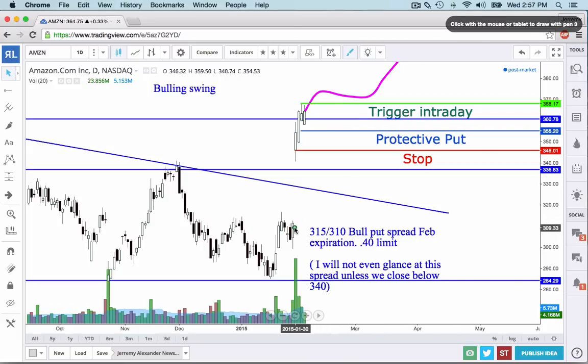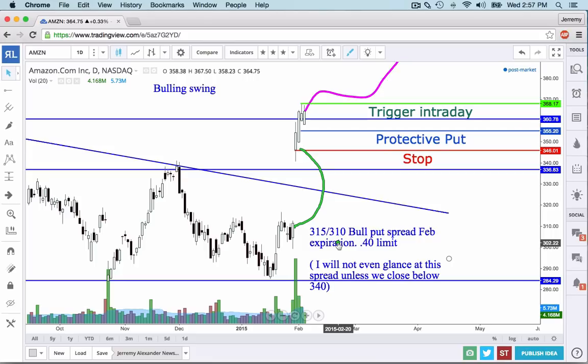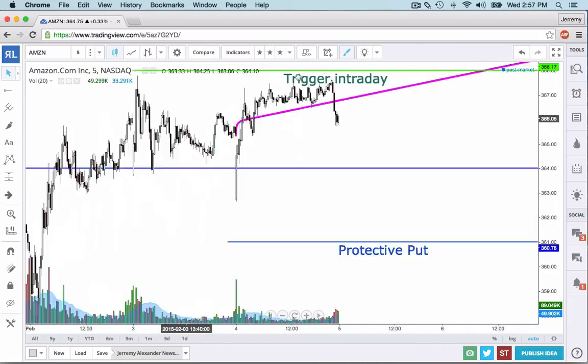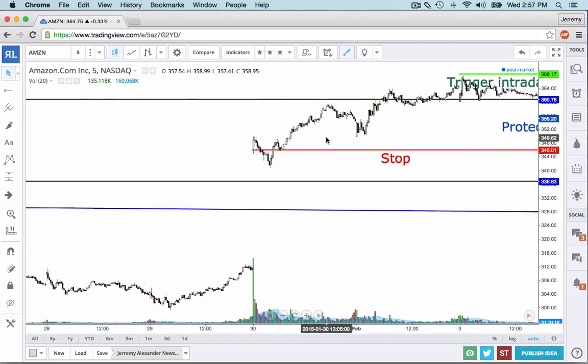This gap right here, boom, boom. What type of gap was that? That was a retest gap, okay? Let's go back to the 5-minute candle. It's going to take us a little bit of time to get there. Boom, boom, boom. Here's the 5-minute on Amazon.